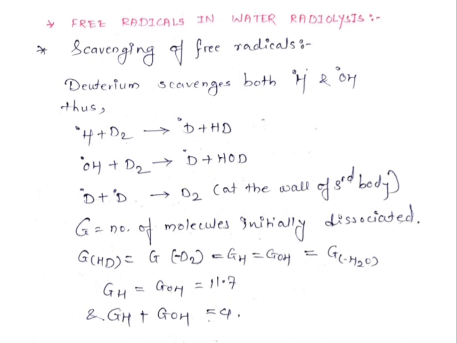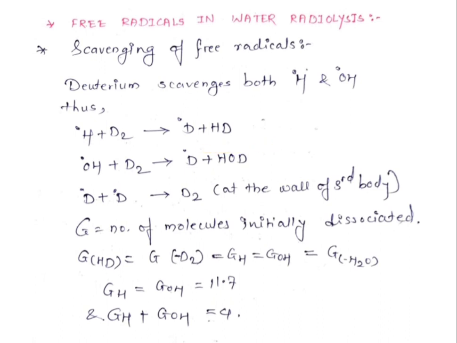Then we will see the free radicals in the water radiolysis. As we know, the scavenging of the free radicals. Here deuterium scavenges both the H radical and the OH radical. Thus H radical plus D2 gives the D radical plus HD. As I have told, the D2 will undergo homolytic fission, that is two D radicals. One D radical will combine with the H radical and there is a formation of the HD and the D radical.